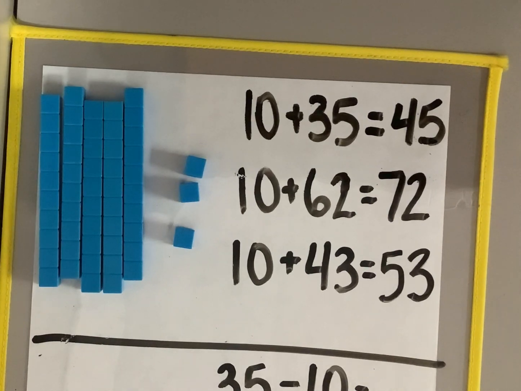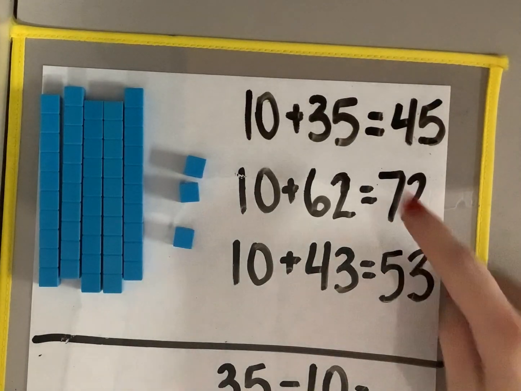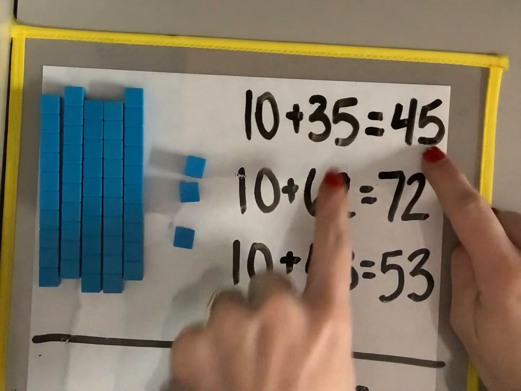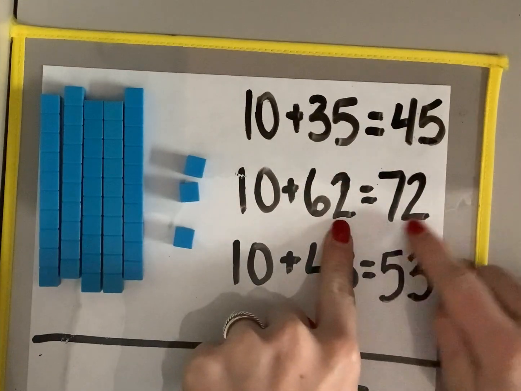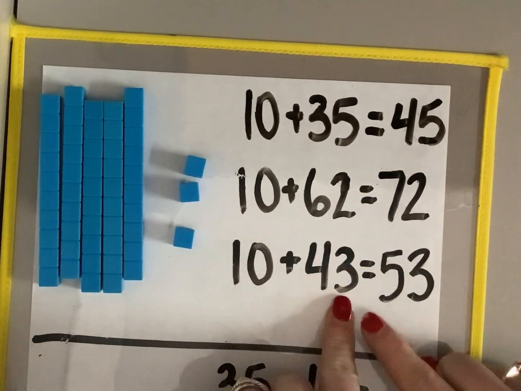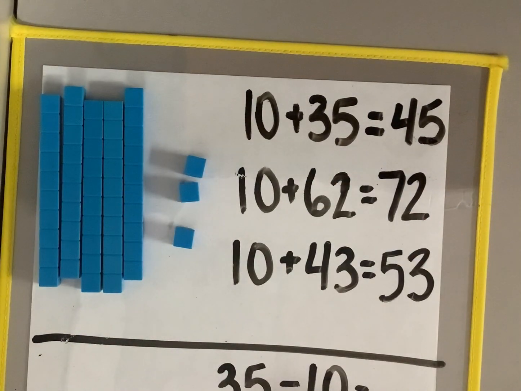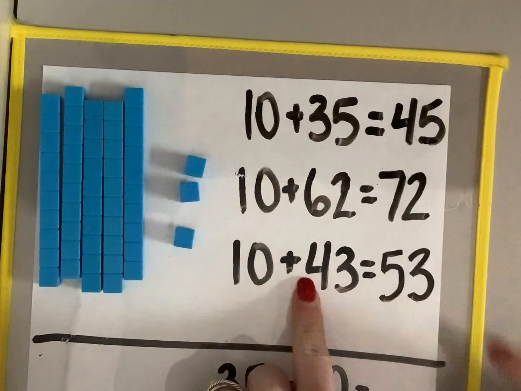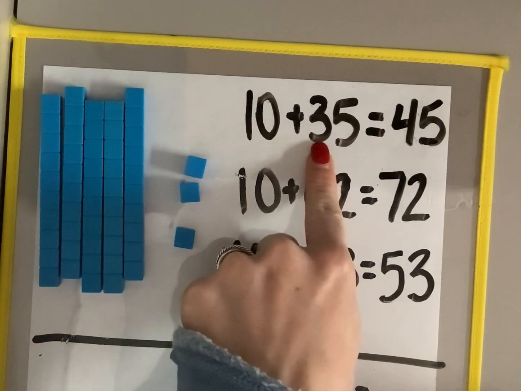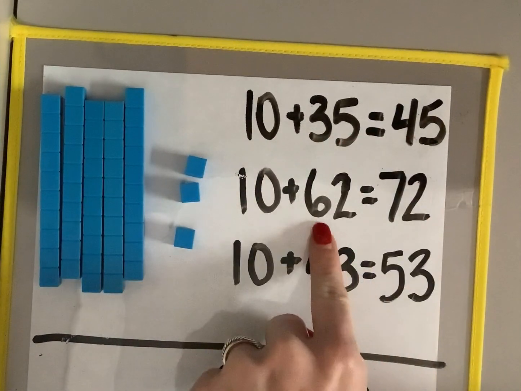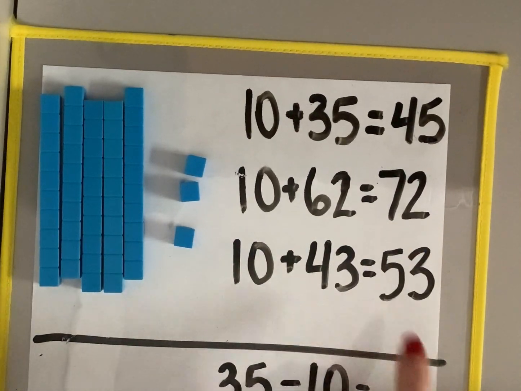You should have paused and asked yourself, how do the numbers change when I add 10? Is there a pattern that I see? When we add 10 to a 2-digit number, the ones place stays exactly the same. 35 becomes 45, there's still 5. 62 becomes 72. 43 becomes 53. The ones place is always the same. All you have to think about is the first digit. You just add 1 to the tens place. 3 becomes a 4, 6 becomes a 7, 4 becomes a 5.